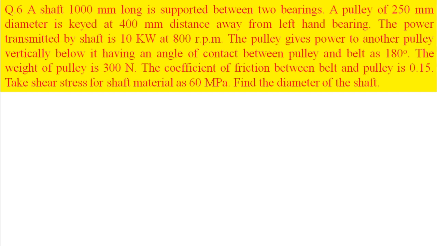The coefficient of friction between the belt and pulley is 0.15. Take the shear stress for shaft material as 60 MPa. Find the diameter of shaft. For this problem, we have to use the formulas which we have studied in the theory of machine subject. Now we will first write down the given data.